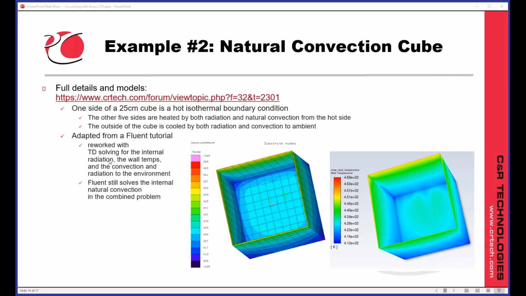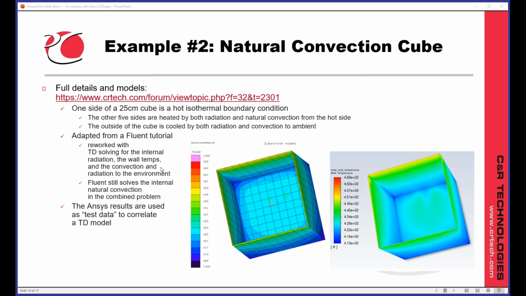This is, again, adapted, where instead of using ANSYS to solve for the wall temperatures and the convection and radiation and so forth, we use Fluent to just solve the internal natural convection here and then use TD to solve everything else.